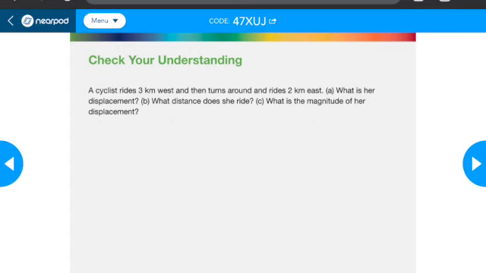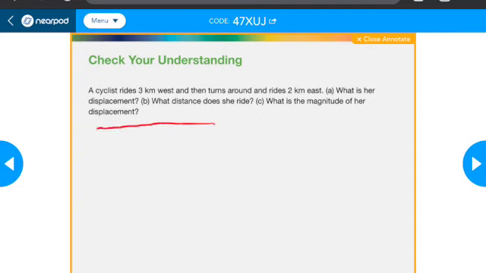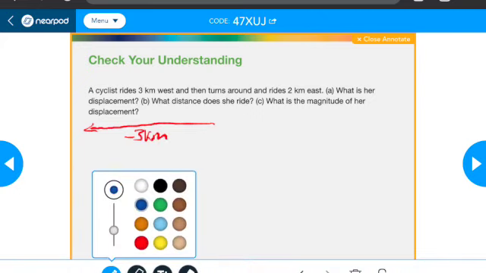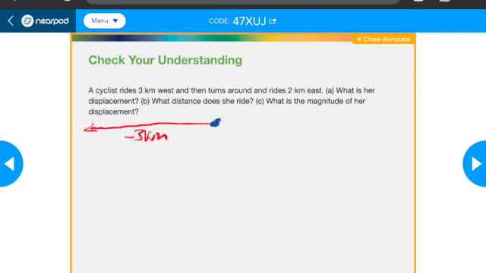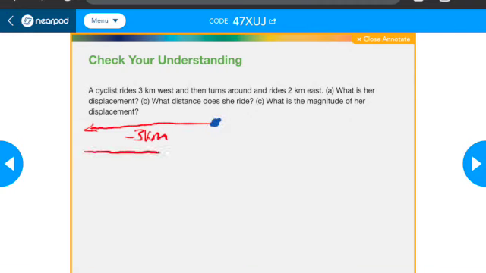So here we have an example. The cyclist rides 3 kilometers west and then turns around and rides 2 kilometers east. So first off, we have to draw the vector. We use arrows to represent vectors. The two image slides from before mentioned that. So we have this negative 3 kilometers because it's going west. West is to the left, so that is negative.